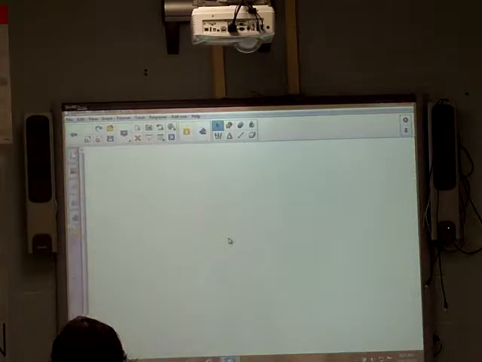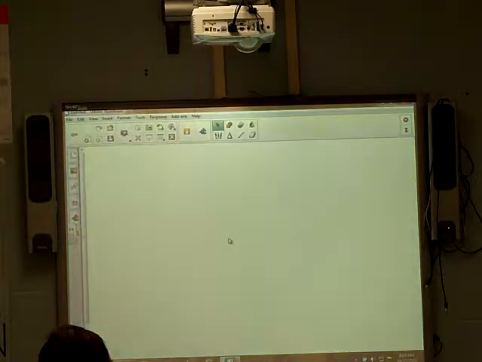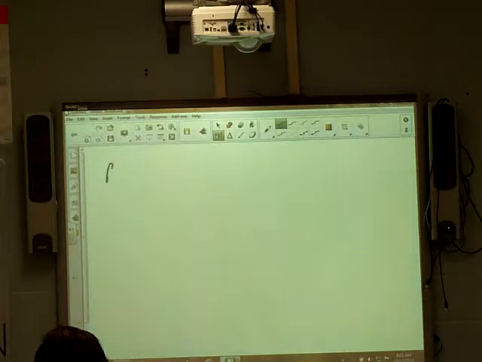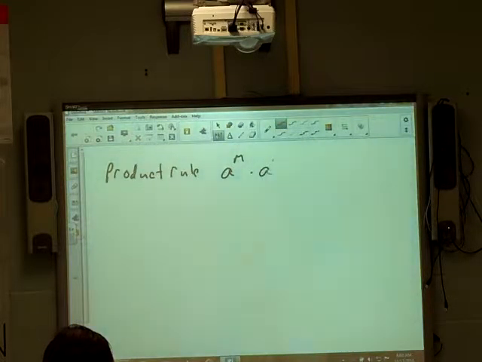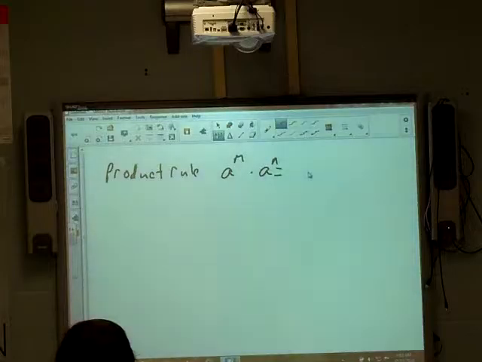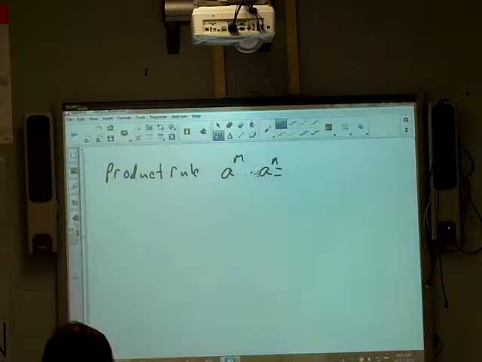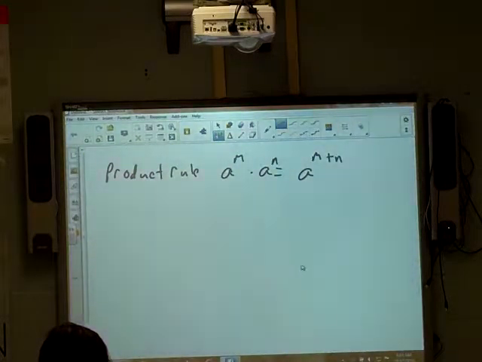Alright, I'm going to start this off with just giving you all the powers, all the exponent rules that we're going to be dealing with. There's several. First one we've got is going to be our product rule. Product rule tells us when we're multiplying with the same base, A and A is the same base, so whatever number that you have there, all you do is add your exponents.